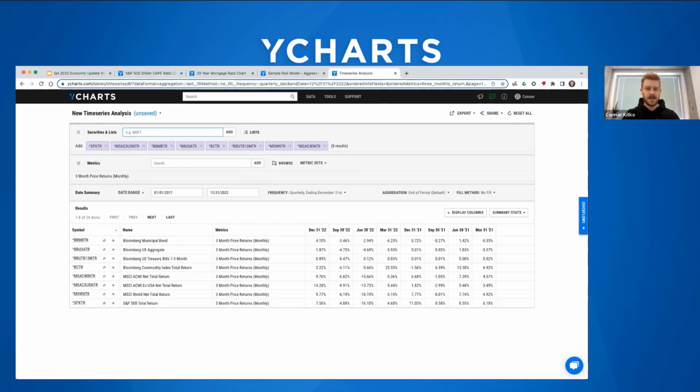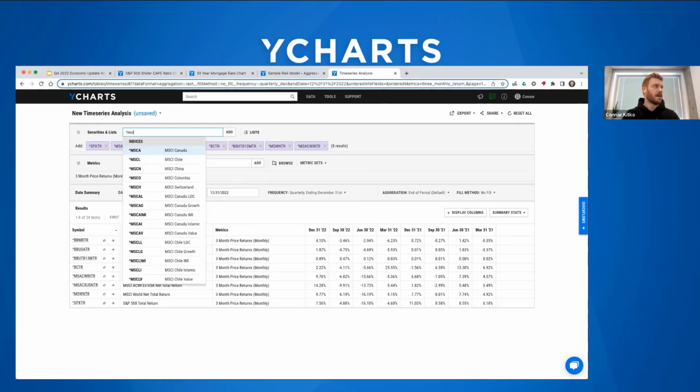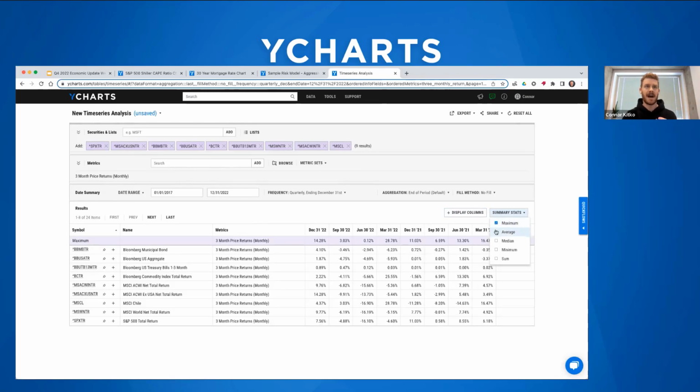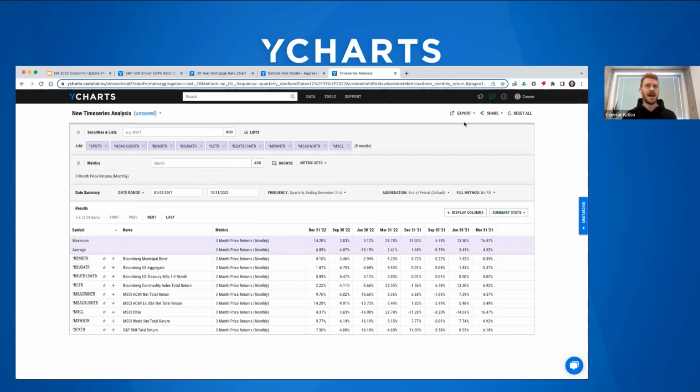What's another index here? MSCI Chile. And it's super easy to customize this. I can add some summary stats if you want a max or an average on here. And then when I go to export, again, if you're using the Excel add-in, export this and all that data is going to be dynamically linked.